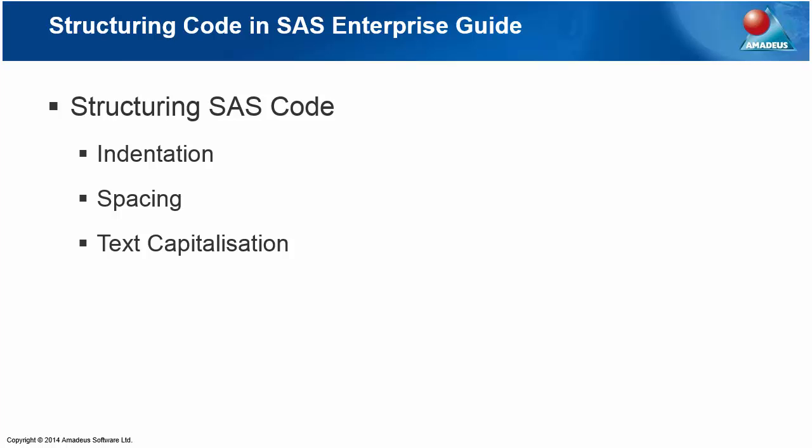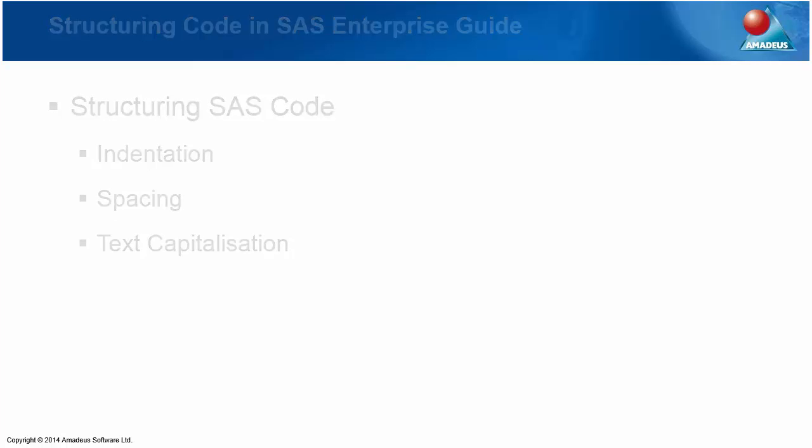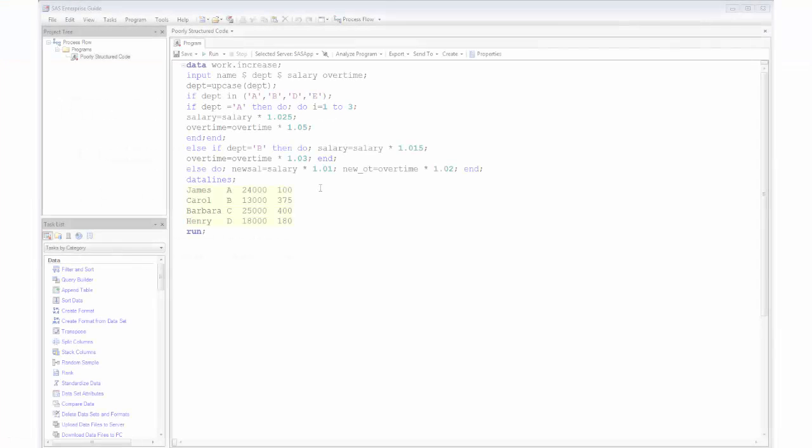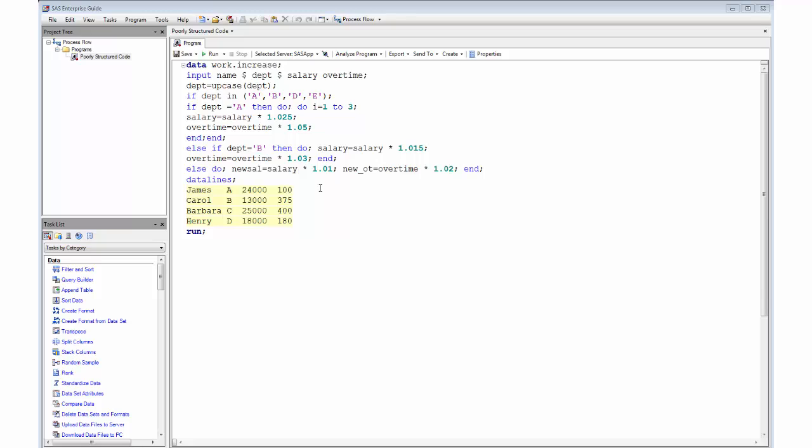SAS Enterprise Guide provides a facility to apply a standard formatting convention to code. The following example shows a program which has been badly formatted. It is difficult to identify where conditional code blocks start and finish.